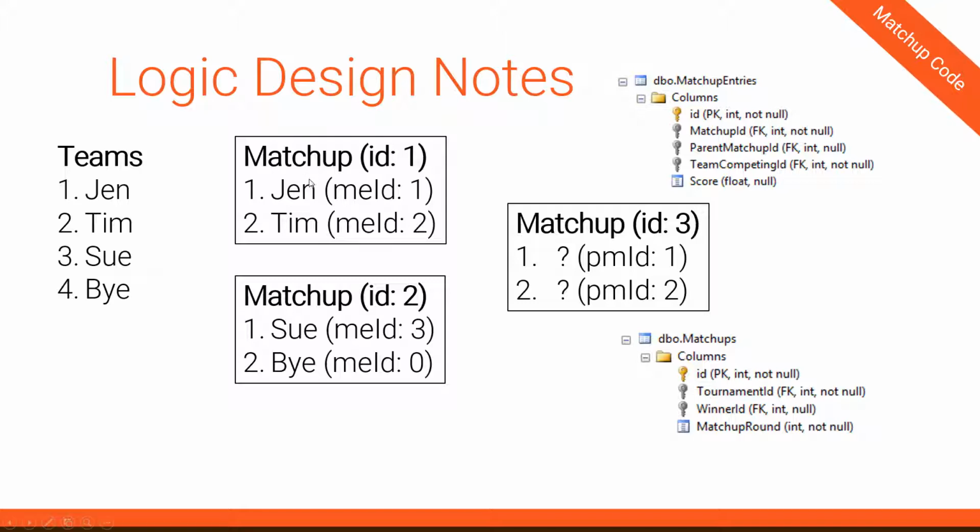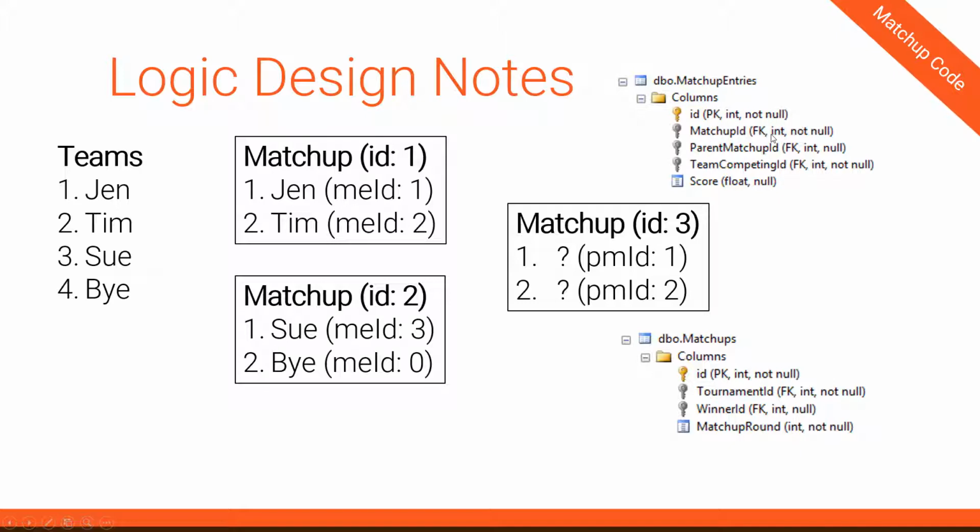So now, that's great for the first round because we know all the teams that will be competing in a matchup. But what about this second round of matchups? Well, really, we don't know. We can create a matchup ID for it, say 3, and we can say winner ID is obviously, we don't know yet, but we know the tournament ID, and we know which round it is, round 2.